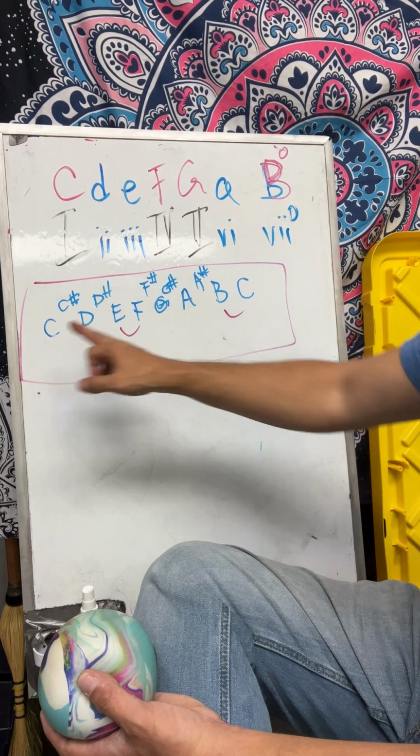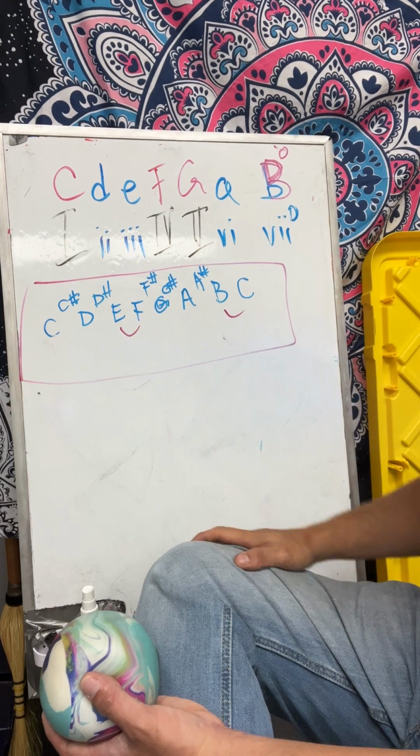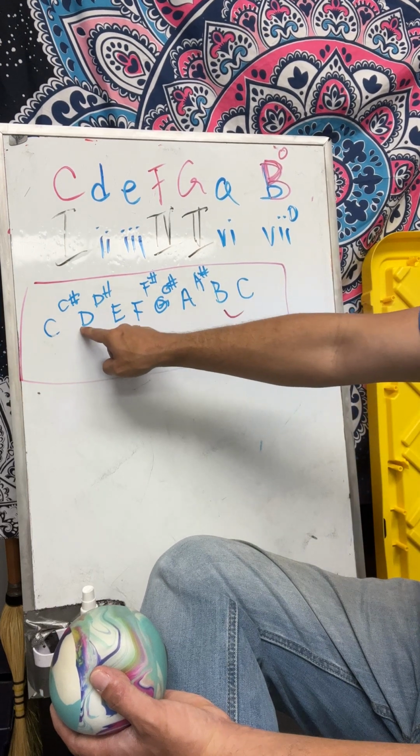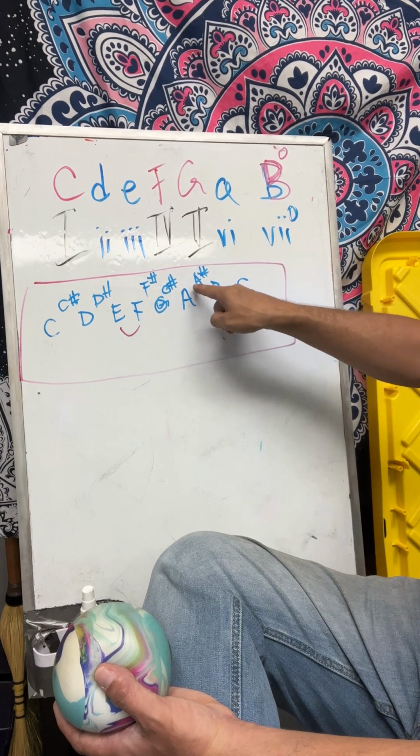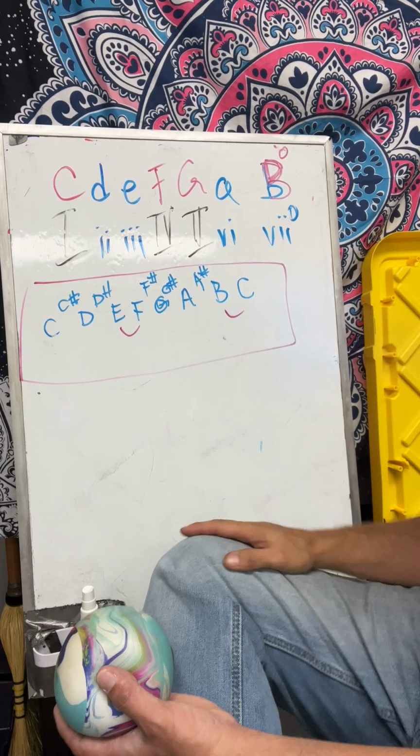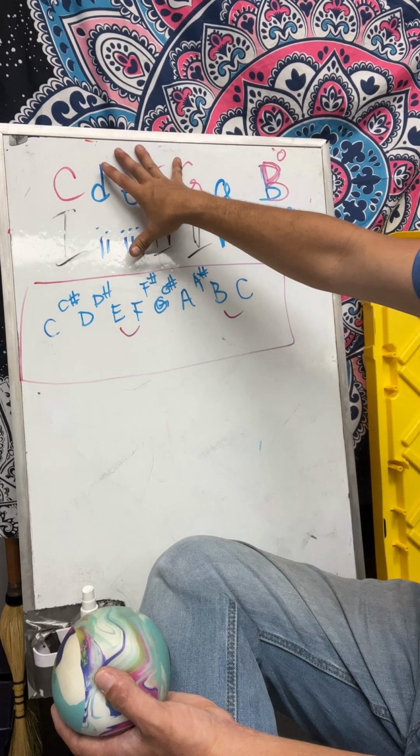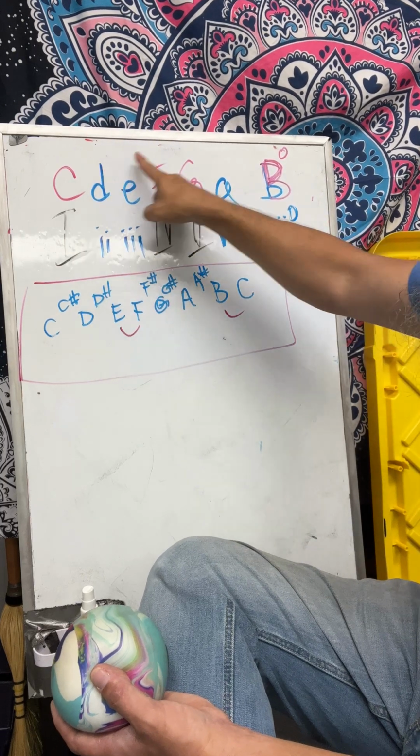When we go from 1 to 1, or do to do, we could have 1, 1.5, 2, 2.5, 3, 4, 4.5, 5, 5.5, 6, 6.5, 7, 1. It's the same thing as our diatonic scale, except now it has all the notes that are in between.